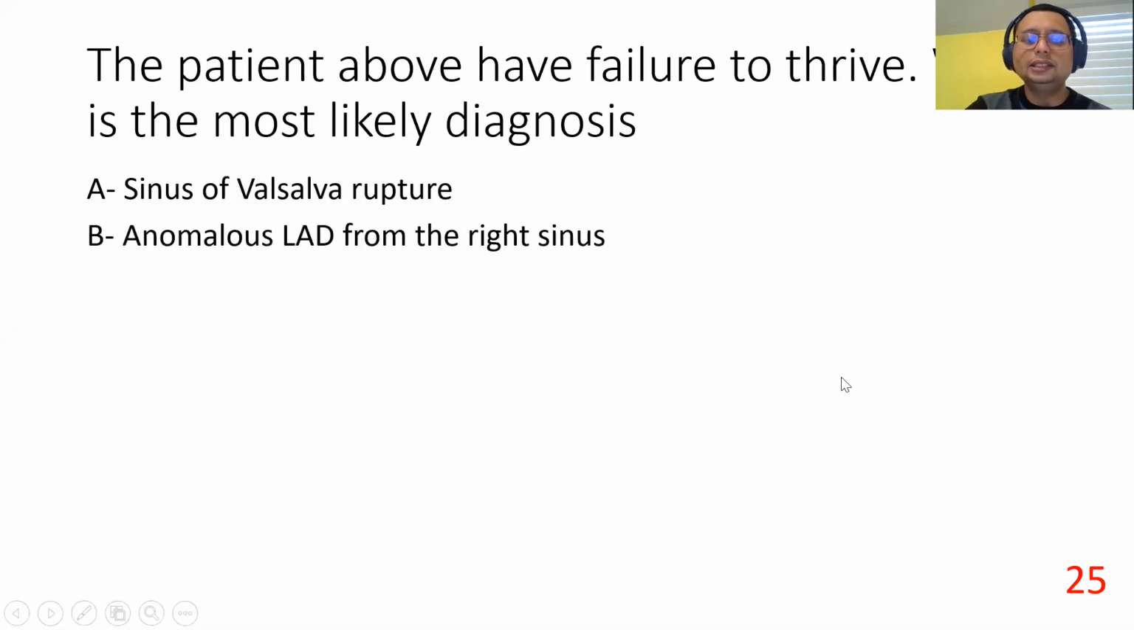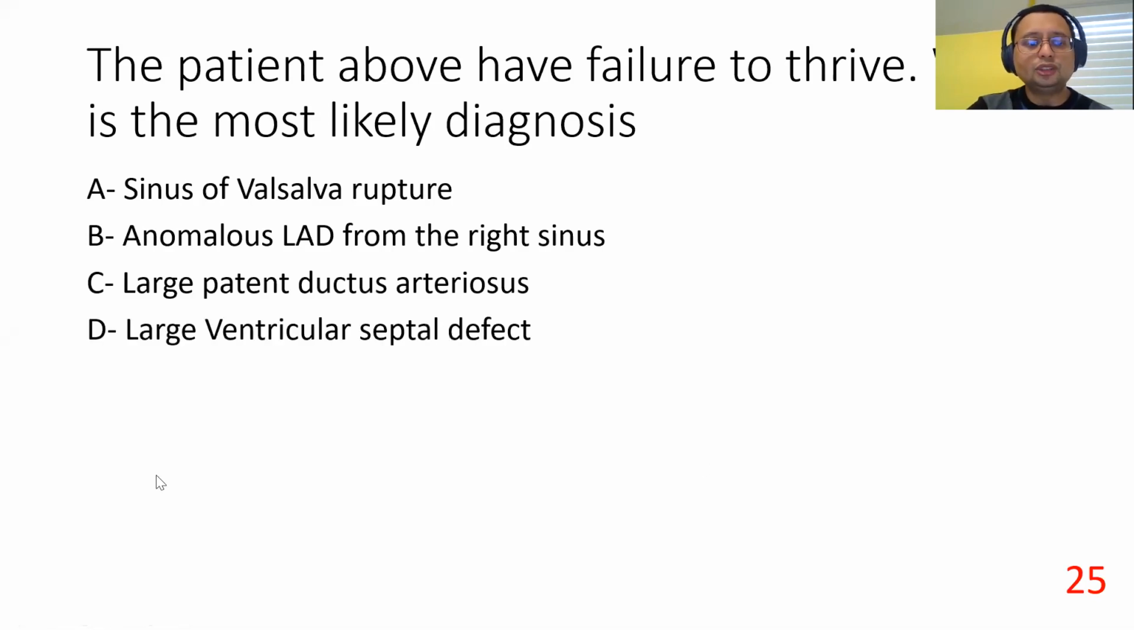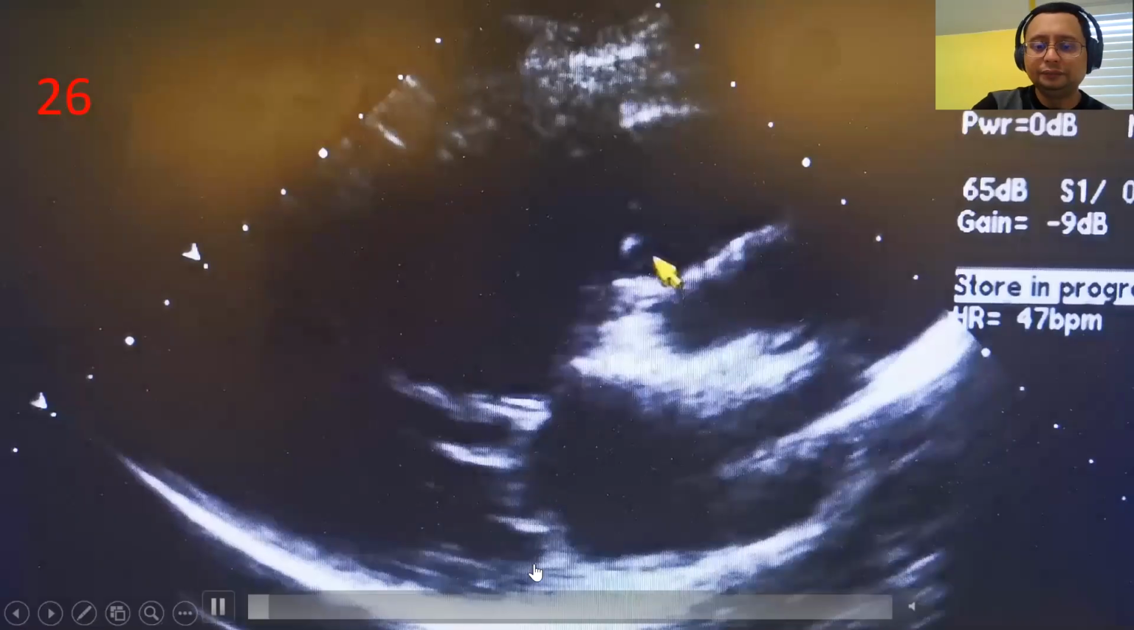So the most likely diagnosis for this is, now, sinus of Valsalva rupture can cause a continuous murmur, but this is not sinus of Valsalva rupture. A large VSD usually gives a systolic murmur. Anomalous LAD from the right sinus doesn't give a murmur unless it has a fistulous communication. So this is a PDA, a large patent ductus arteriosus.